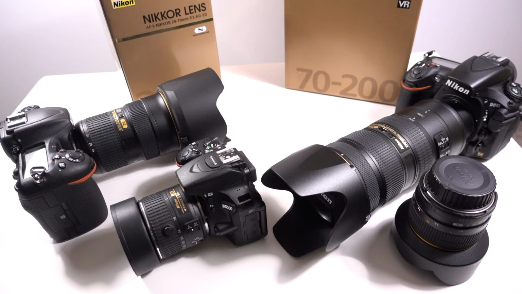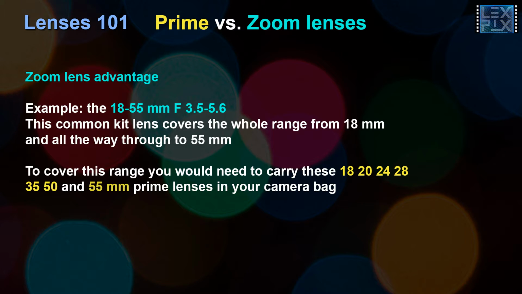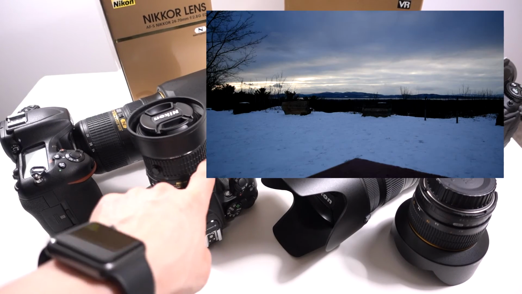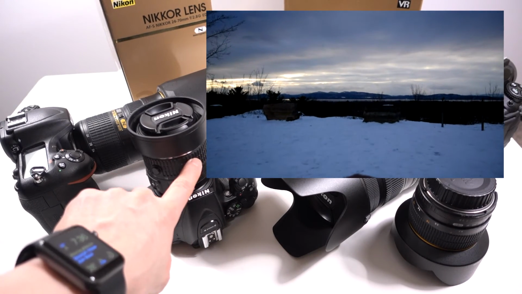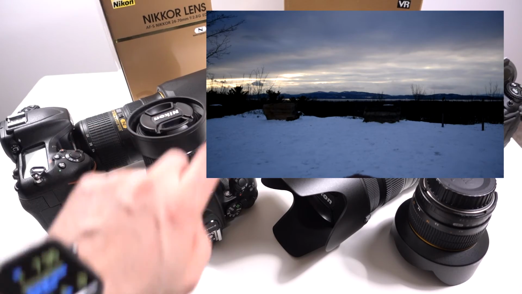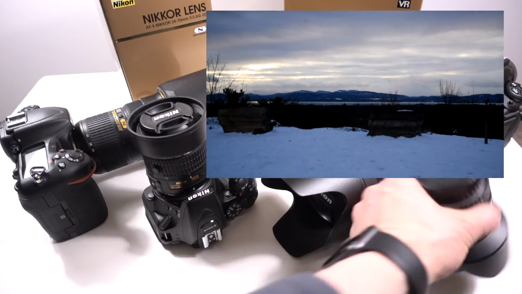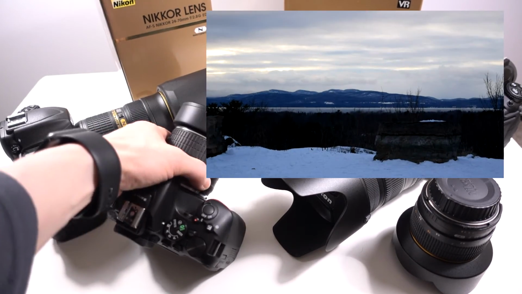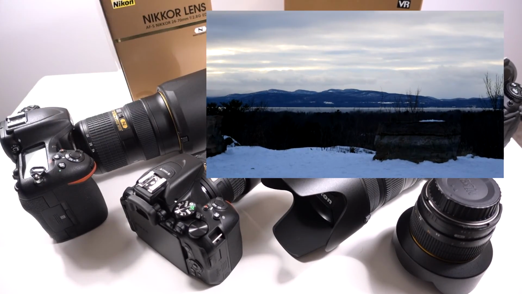So prime versus zoom lenses. Zoom lens advantage. Well, for example, the 18 to 55 f3.5-5.6. This common kit lens covers the whole range from 18 all the way up to 55. To cover the range that this little guy does, you'd have to carry an 18 millimeter, 20, 24, 28, 35, 50, and maybe 55 millimeters. So you'd have to have a bag full of these lenses to match the capability of just one little zoom that accommodates the focal ranges in between.